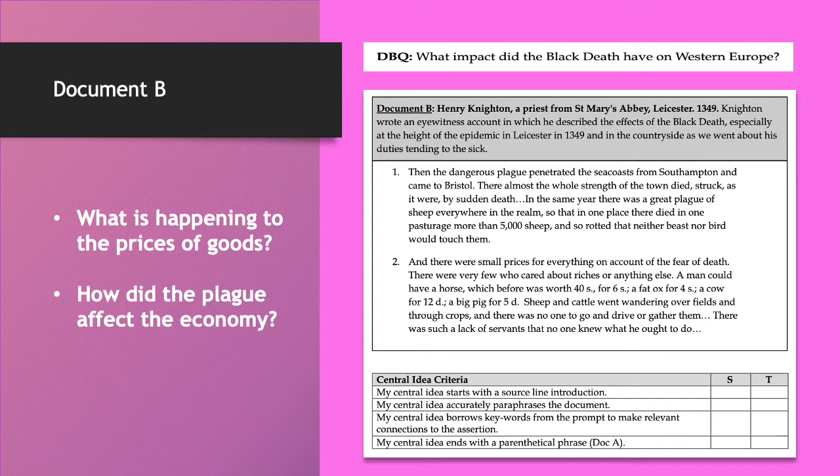A man could have a horse, which before was worth 40 shillings, for 6 shillings. A fat ox for 4 shillings, a cow for 12 ducats, a big pig for 5 ducats. Sheep and cattle went wandering over fields and through crops, and there was no one to go and drive them to gather them. There was such a lack of servants that no one knew what he ought to do.